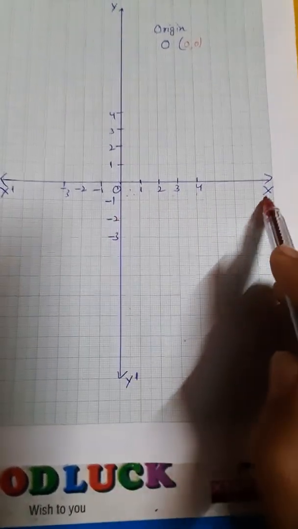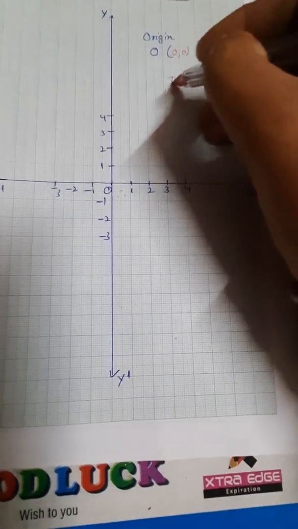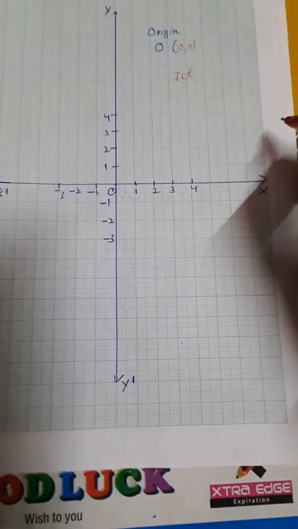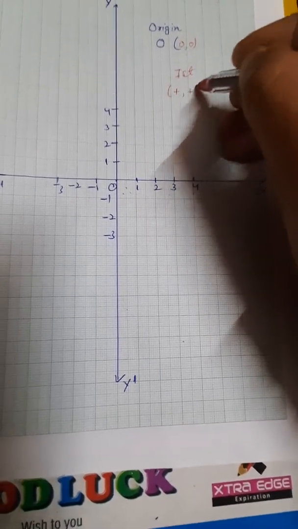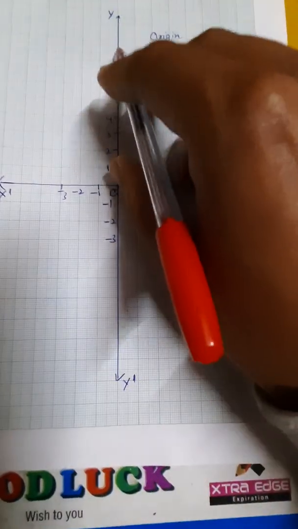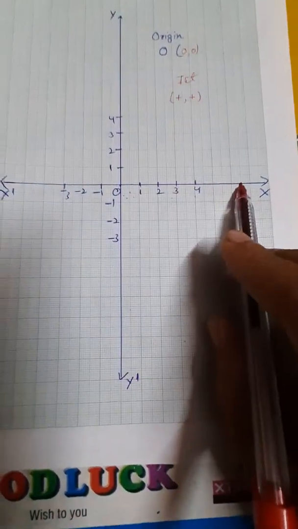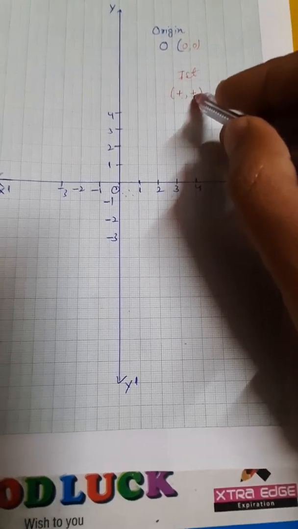Now OX is positive. It is called the first quadrant, where the value of x is positive and the value of y is positive. If this is our base, above is positive, along this side is positive. So x is positive, y is also positive.